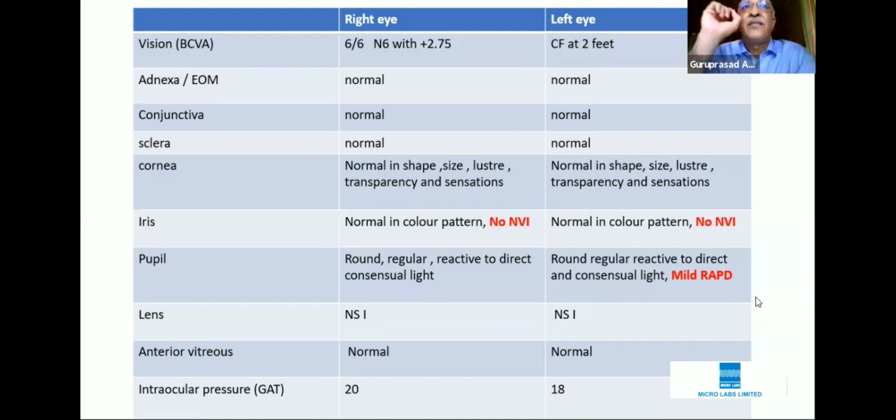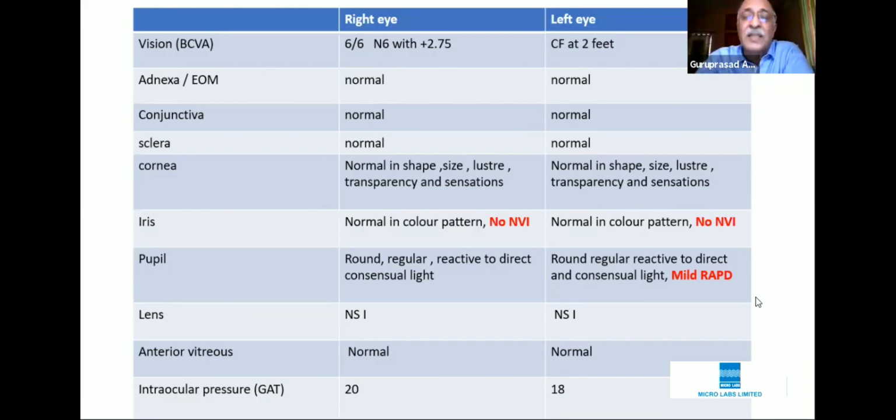So iris, you have to again tell about the presence or absence of neovascularization, and a negative finding, no NVI, is a very good thing to write. If you write no NVI, that means you have looked for it. Certain things that the examiner wants you to know and look for and write, one of them is NVI. So in the left eye also there is no NVI.